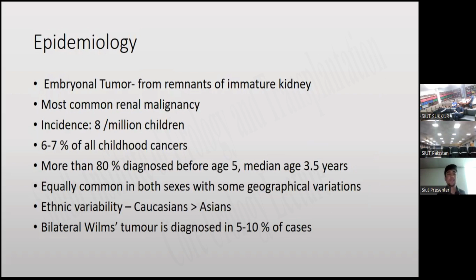So, epidemiology of the Wilms tumor: it's an embryonic tumor of the immature kidney, the most common renal malignancy in children. It makes up 6 to 7% of all childhood cancer, more than 80% diagnosed before age 5, and the median age is 3.5 years. It's equally common in both sexes, with some geographical variations, and more common in Blacks as compared to other patients, and bilateral disease is diagnosed in 5 to 10% of cases.